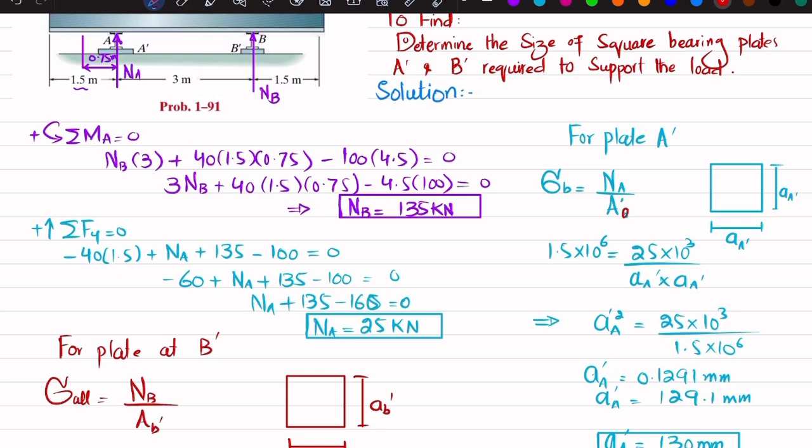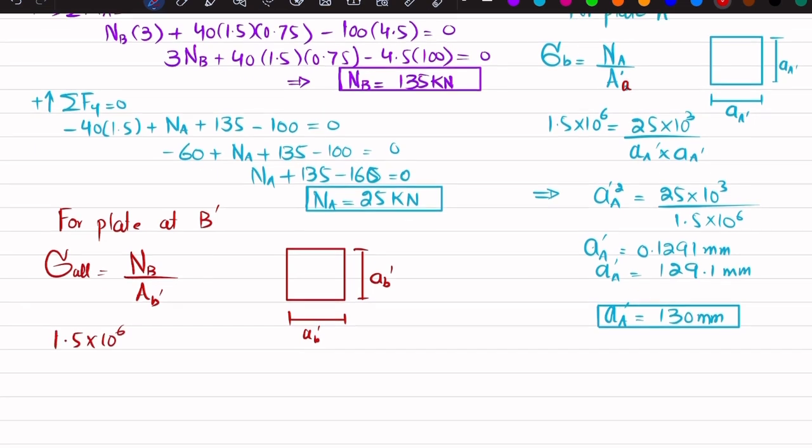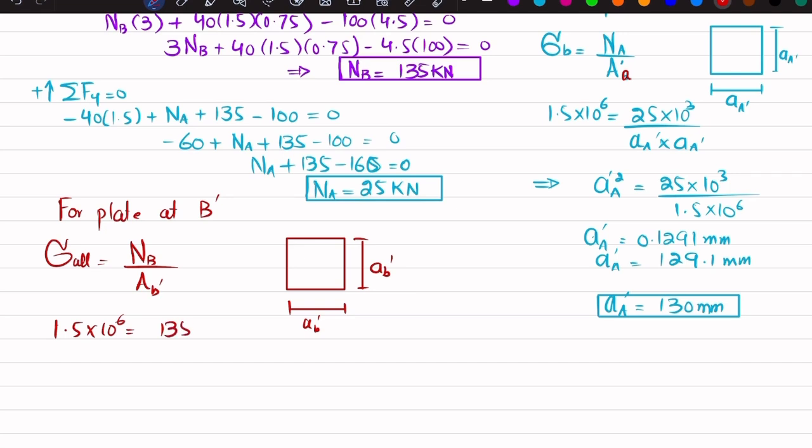Clear? Now you have the values. Allowable bearing stress is 1.5 megapascal. So 1.5 into 10 to the power 6 is equal to NB, which is 135 kilonewton, so 135 into 10 to the power 3 divided by the area of this bearing plate at B dash, and that will be equal to AB dash multiplied by AB dash.